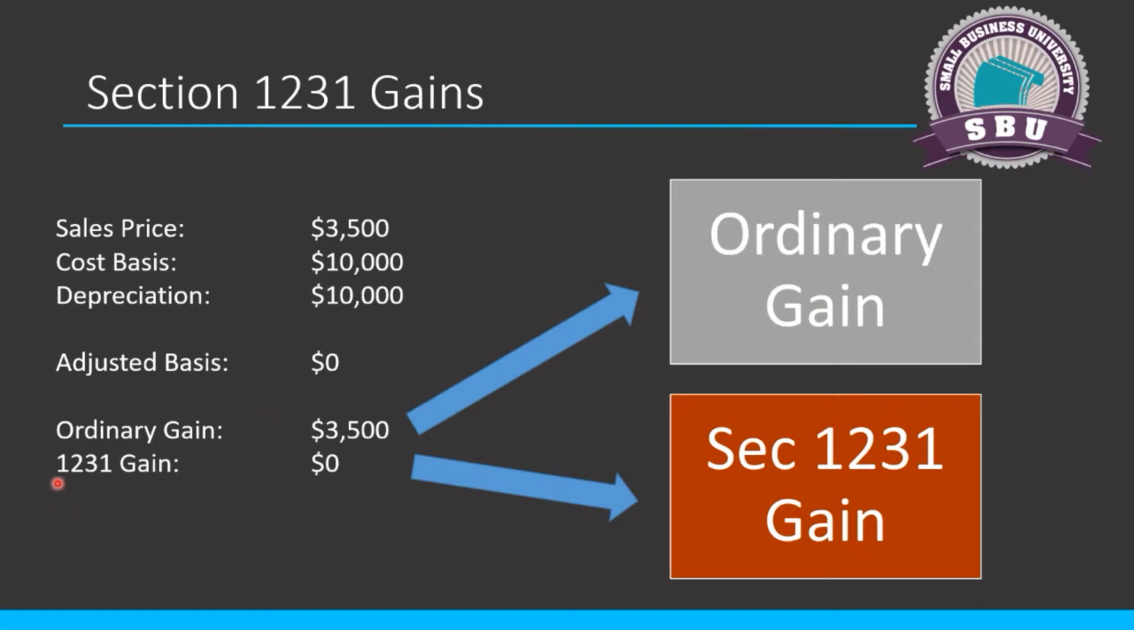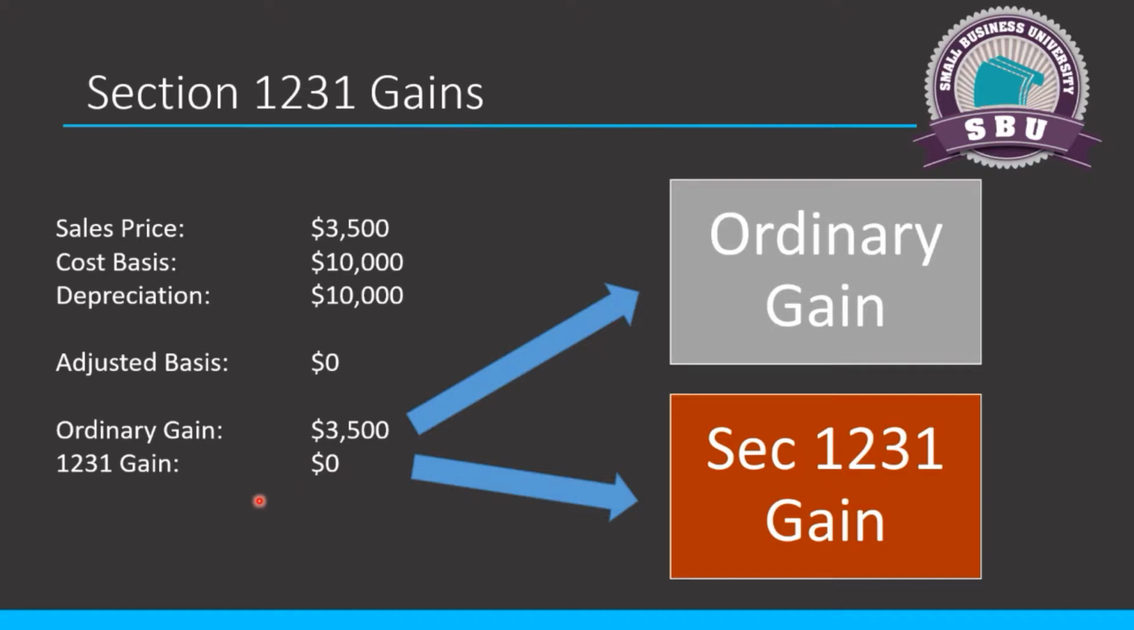However, the 1231 gain is $0, and I'm going to show you another example in the next slide where we do have section 1231 gain, but I'll tell you what that's from. 1231 gain is almost like capital gain. You have to think of it like if we would have sold it for more than we bought it for in the first place. That's what 1231 gain is going to look like.